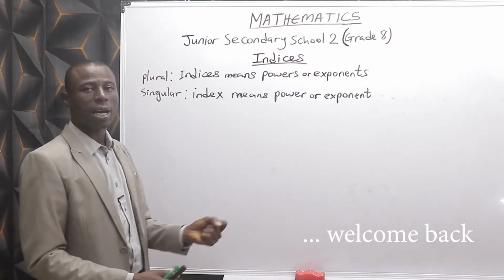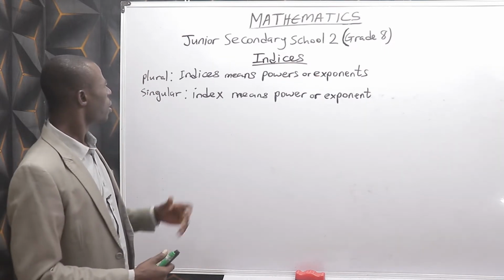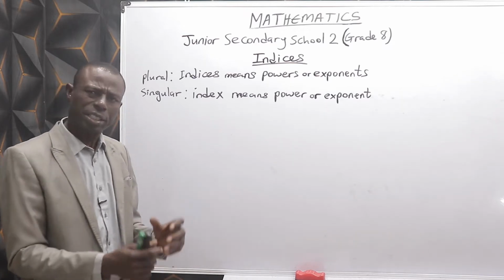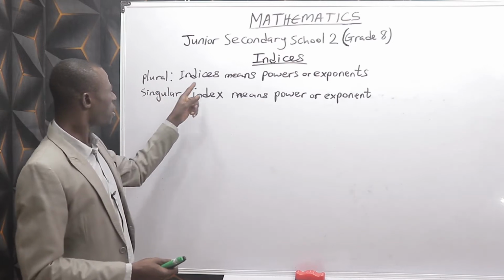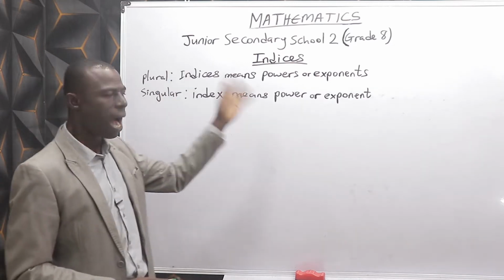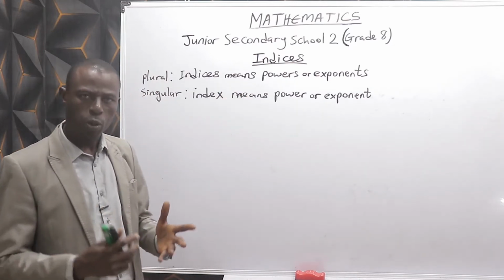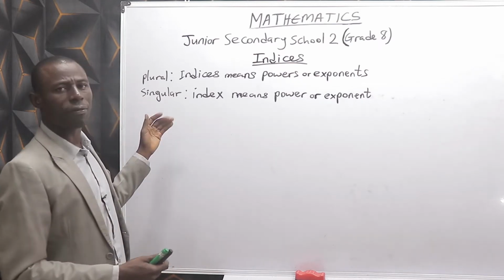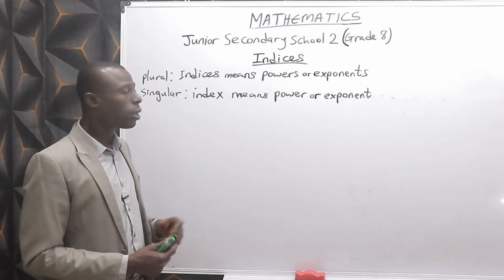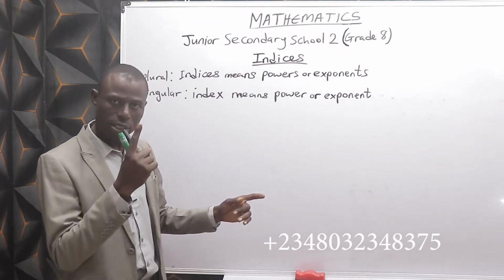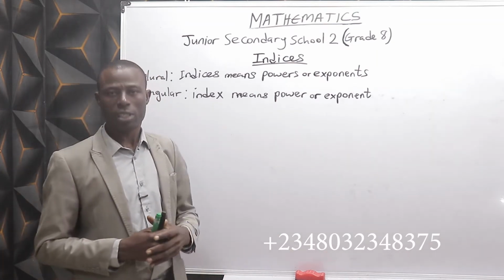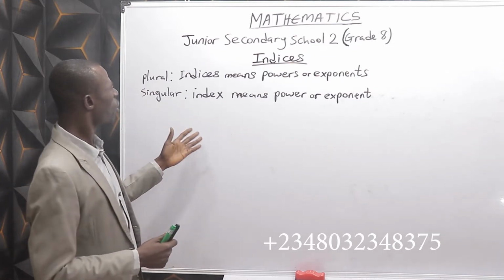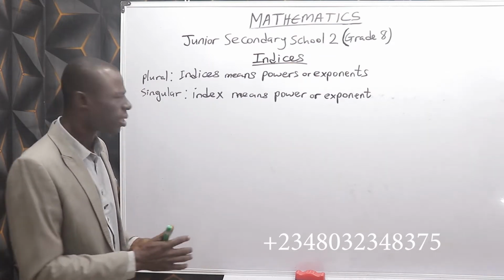Today we are going to consider indices. The word indices is a plural form. The plural form is indices, which means powers or exponents. The singular form of it is index, which means power in the singular form, or exponent in the singular form. So, what do we mean by indices?